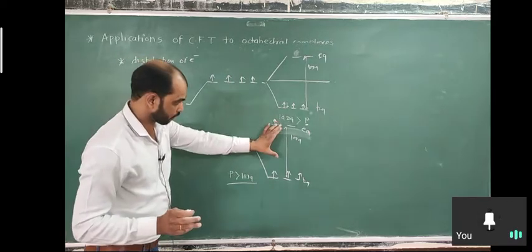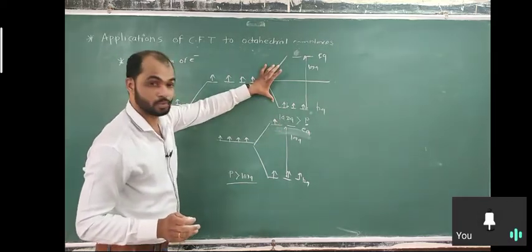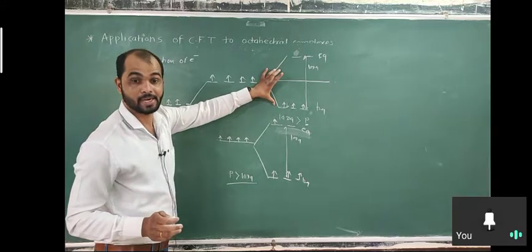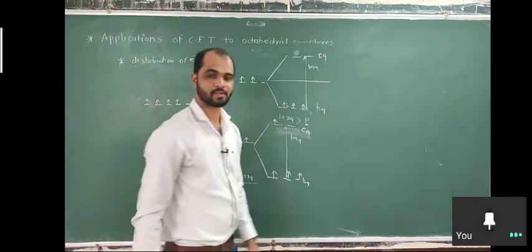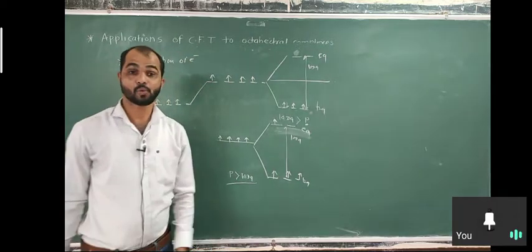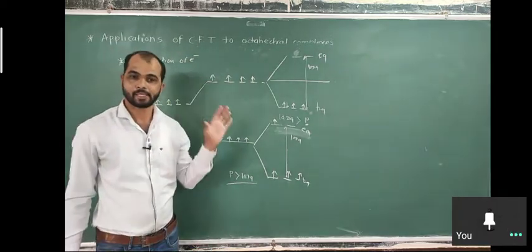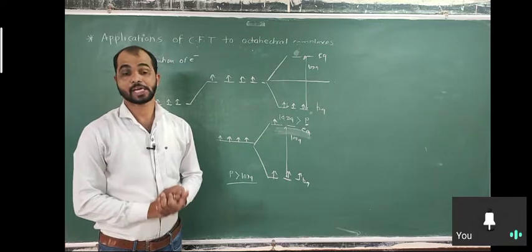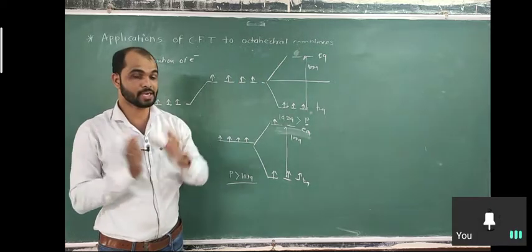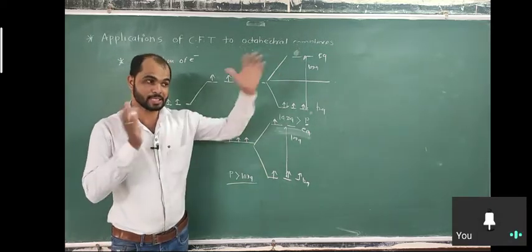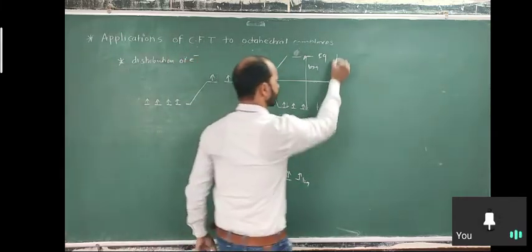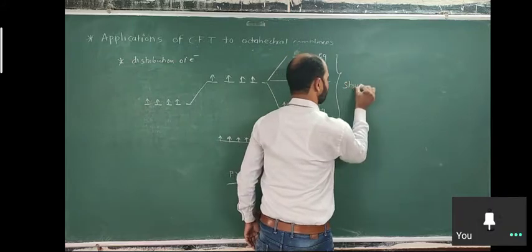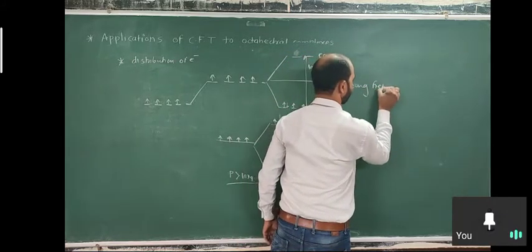So here the 10 Dq value is larger. Here the 10 Dq value is larger. That means the ligand has more influence on the d orbitals, which is why the splitting is more. 10 Dq is more means stronger splitting. So this is called strong field.